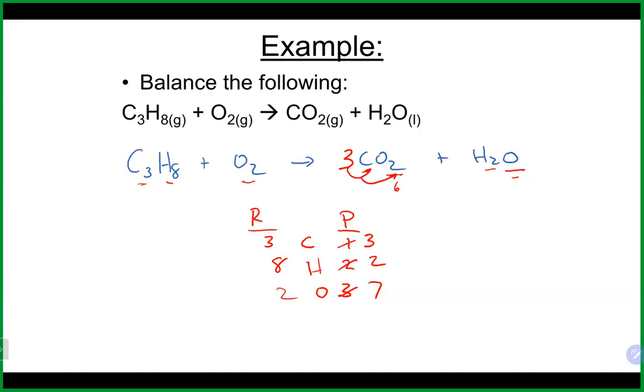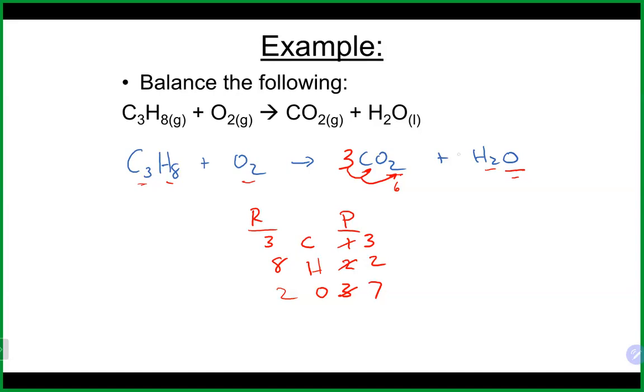Now, to me, the next simplest thing to fix is hydrogen. Why is oxygen not probably the simplest thing to fix? Oxygen on the right-hand side is in a couple of things, and on the left-hand side, it's in one thing. Hydrogen's in one thing on each side, so that is much easier to fix, and save oxygen for the end, perhaps. So I'm going to go with hydrogen next.